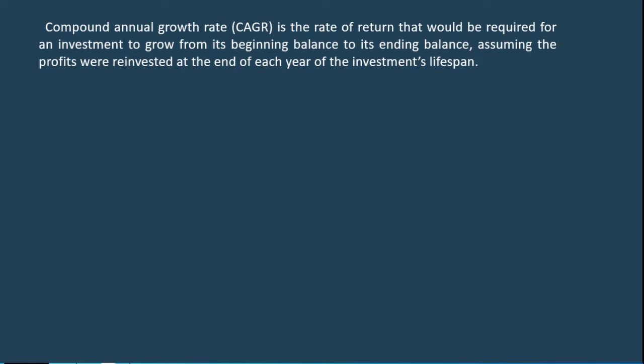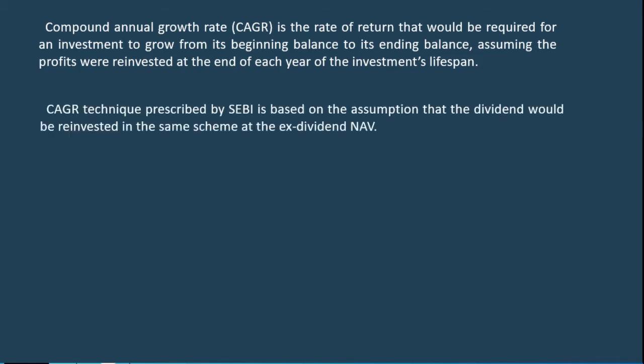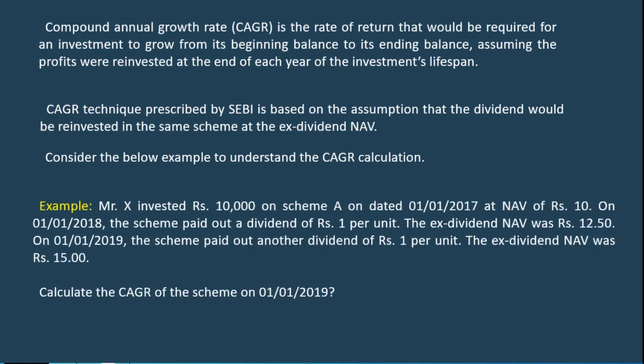From a mutual fund perspective, the CAGR technique prescribed by SEBI is based on the assumption that the dividend would be reinvested in the same scheme at the ex-dividend NAV. Every mutual fund investor should know the CAGR calculation clearly. In the key information memorandum or any other mutual fund document, scheme performance is based on CAGR calculation. Let's try to understand CAGR calculation with an example.